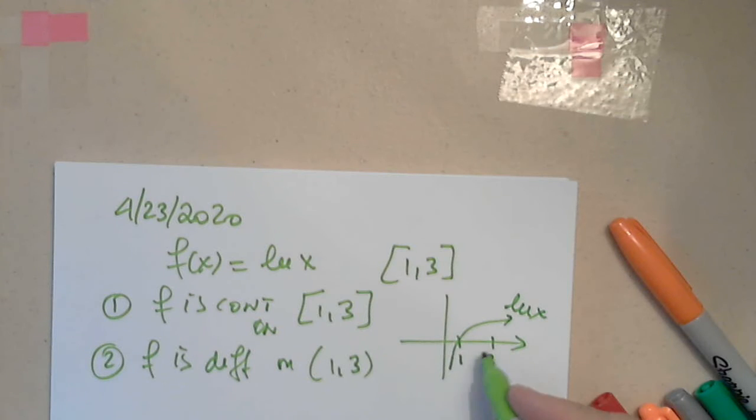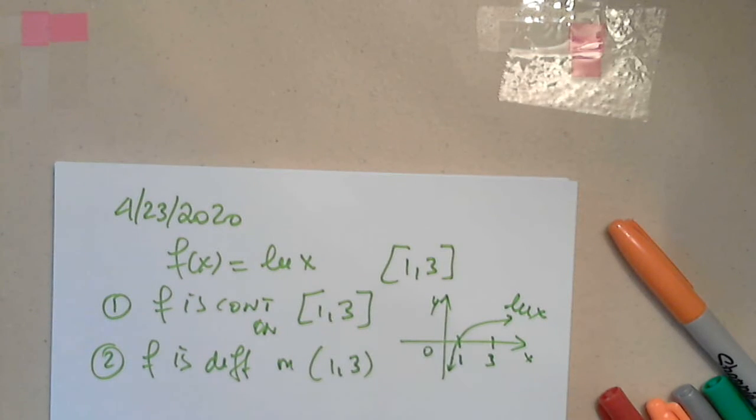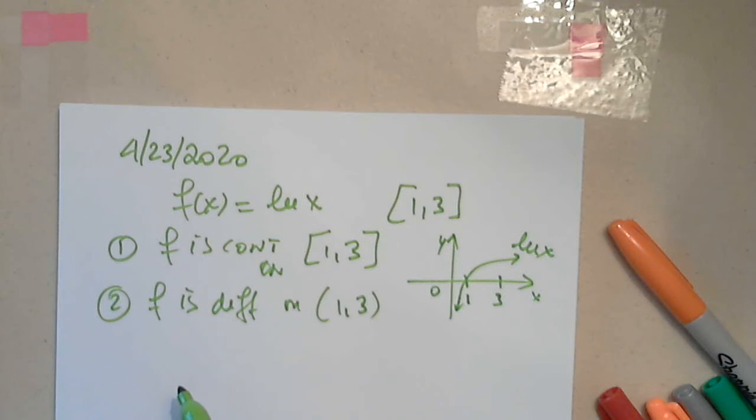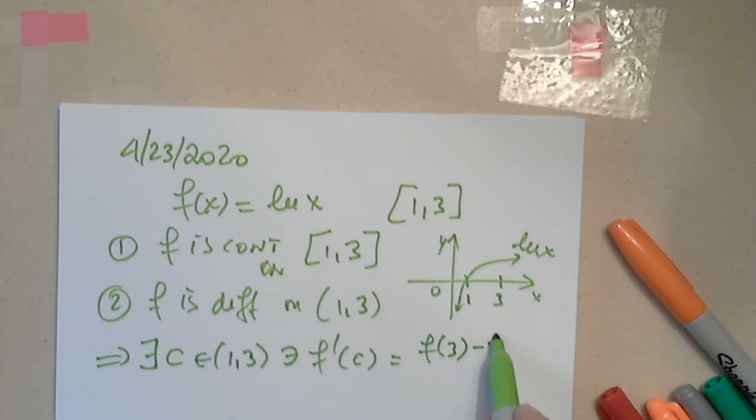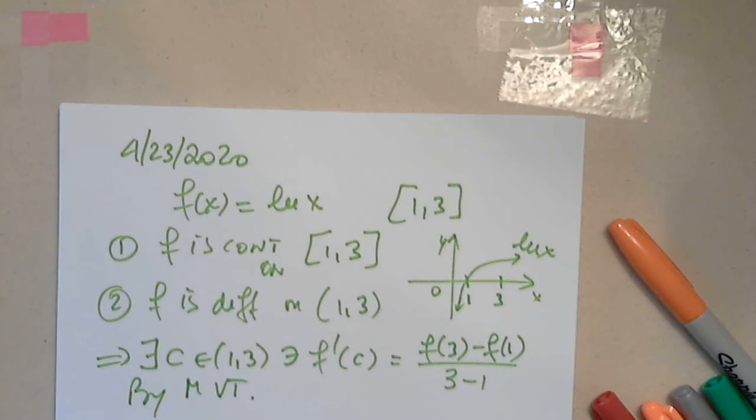So this is natural log x. And now from 1 and 2, we know that there exists a c in the open interval (1, 3) such that f prime of c equals f of 3 minus f of 1, divided by 3 minus 1, by the MVT. Is this okay so far? Yes. Okay, perfect.